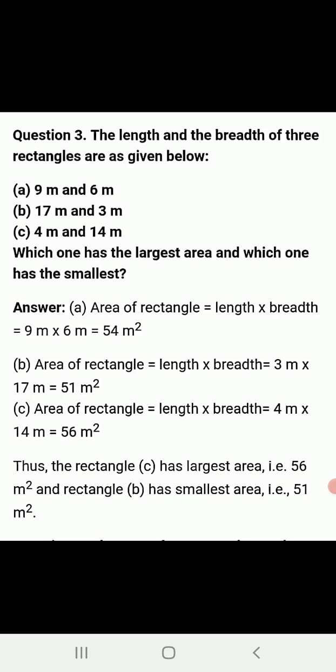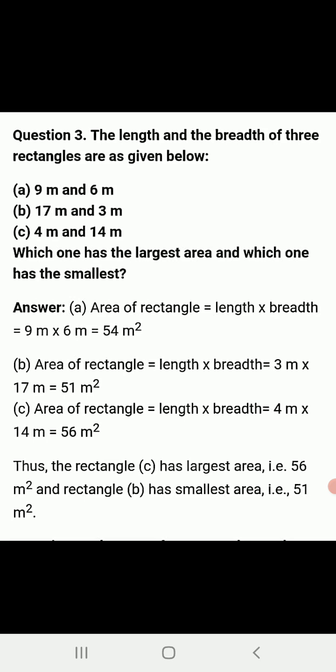For the first case, 9 meter and 6 meter. We already know area of a rectangle is length into breadth. So 6 nines are 54. Meter into meter is meter square. For the second one, 17 meter and 3 meter. When I multiply 17 into 3, I get 51 meter square. For question C, 4 into 14. Length into breadth is 4 into 14. You get 56 meter square.